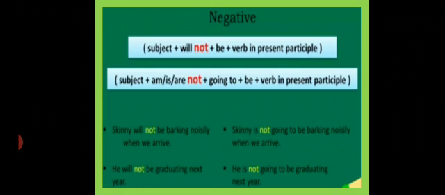Next is, if we talk about negative sentences, then the sentence structure will be subject plus will not plus be plus verb in present participle, or subject plus am is are not plus going to plus be plus verb in present participle. For example, Skinny will not be barking noisily when we arrive, or Skinny is not going to be barking noisily when we arrive, and so on.